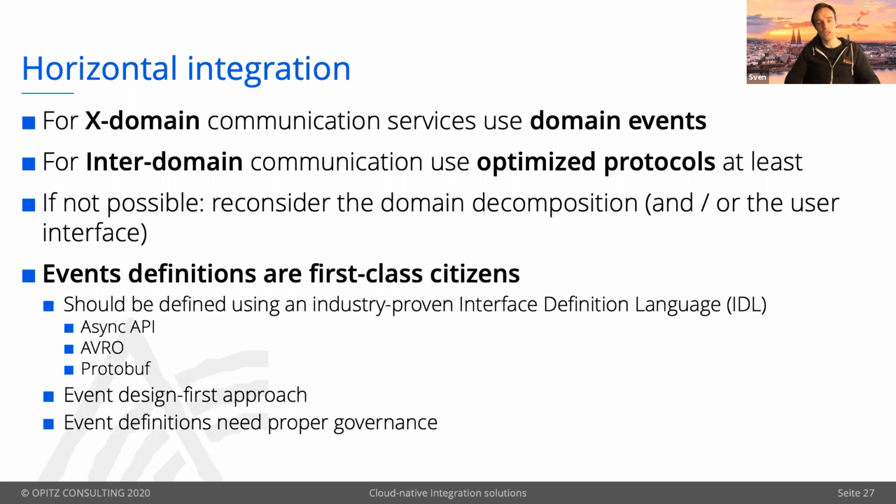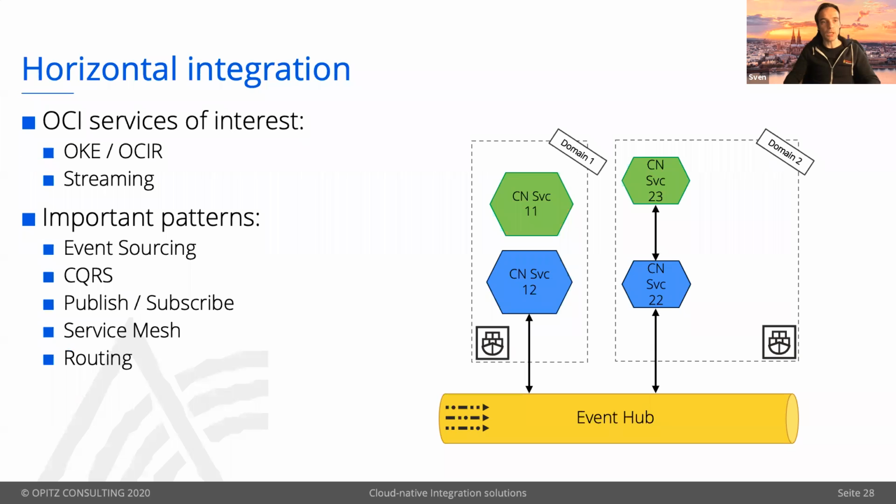For inter-domain communication, you might use more optimized protocols like gRPC. So you can also think of using synchronous communication between two servers within the same domain. Services from the OCI space which you can use here for implementing your integration solutions in a containerized way: again, you have OKE in place, so Oracle Kubernetes Cloud, and OCI Streaming as an event hub. So we can see here the business domains, which are communicating with each other using the event hub.